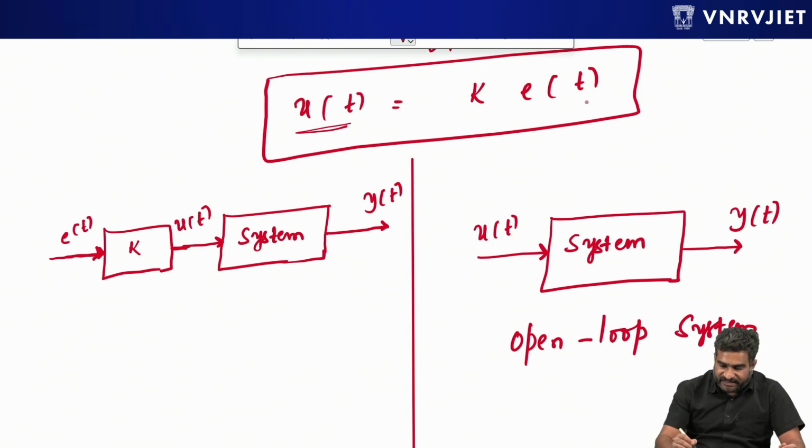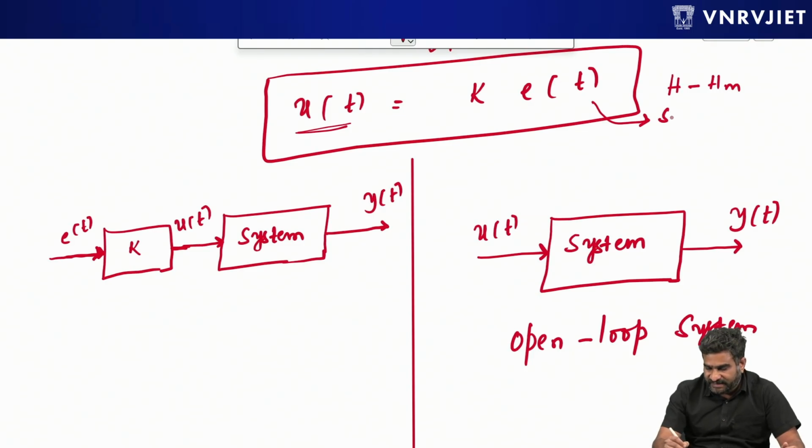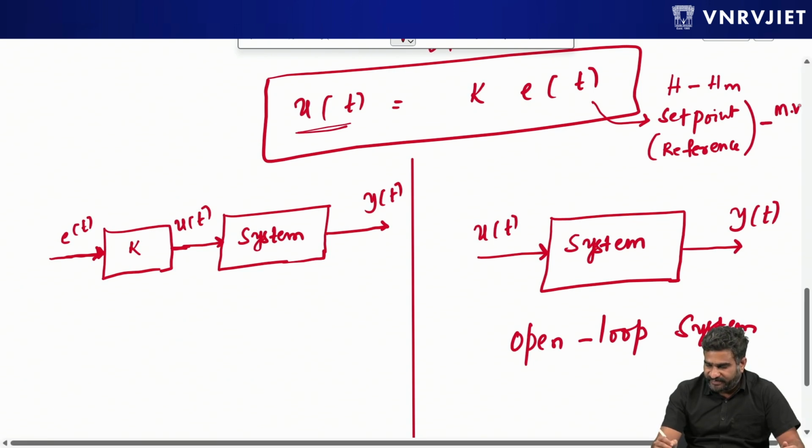So, and this E, I said that this is the error between my requirement, right? So in this case it is H minus H measured. In general it is the difference between my requirement, that in control systems we call as set point or reference, minus the measured value, MV or measured value.